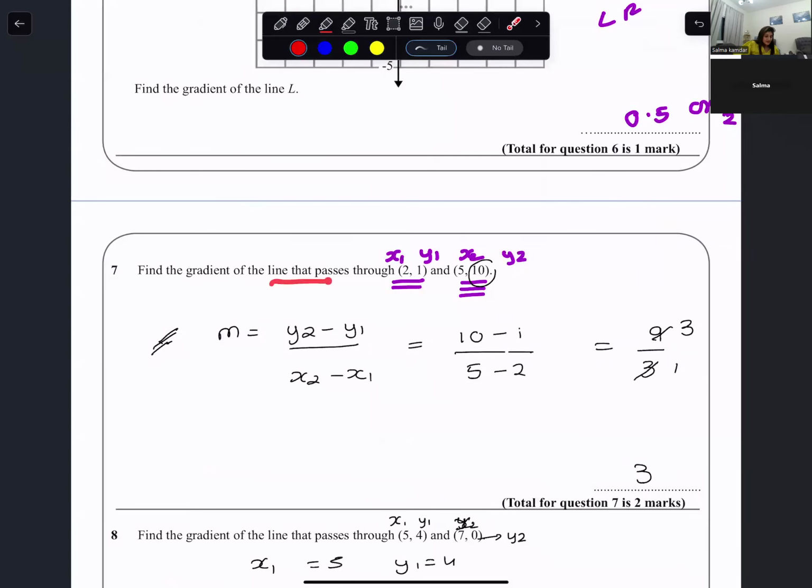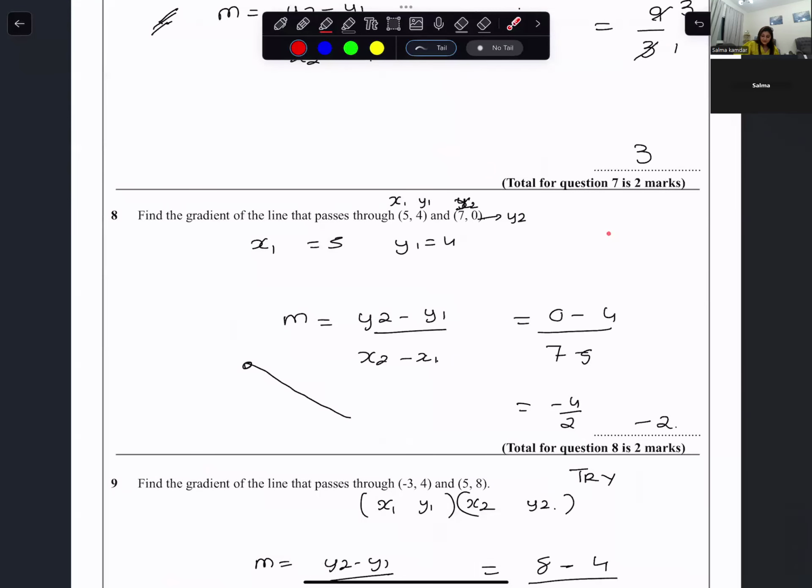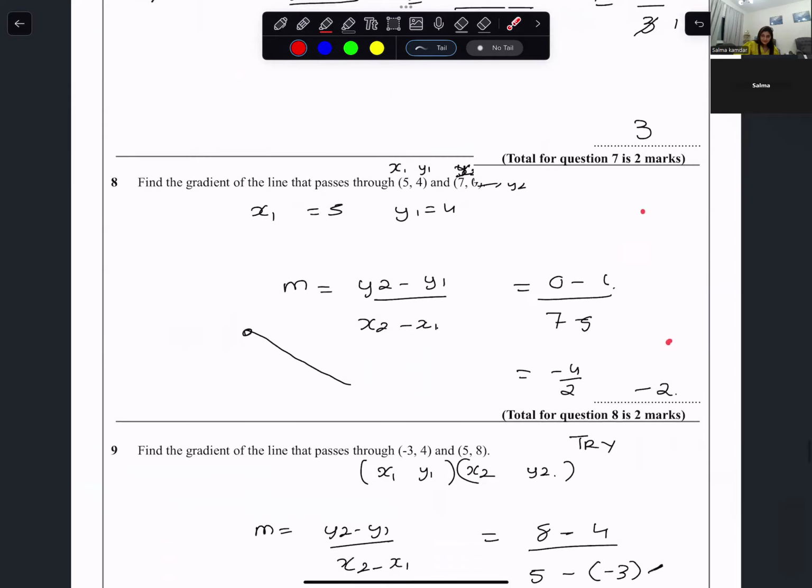Find the gradient of the line that passes through (2, 1) and (5, 10), two coordinates. You use the formula y2 minus y1 over x2 minus x1. Try to give the bigger numbers as the second point. Y2 is 10 minus y1, over x2 minus x1. You get the gradient of your line. You can pause, try, come back, check.